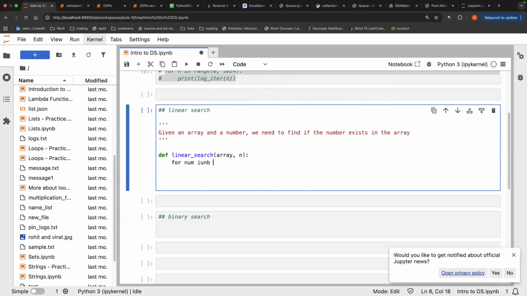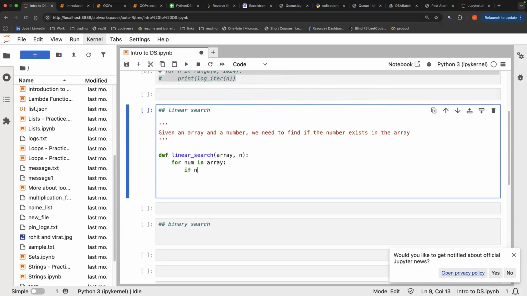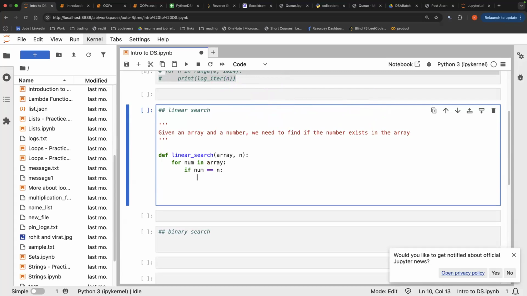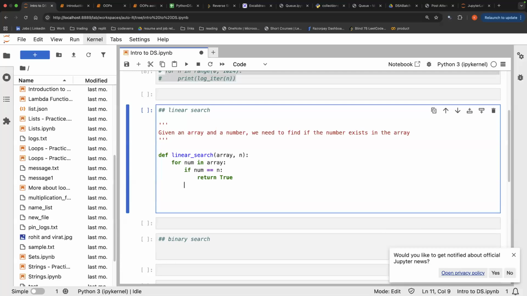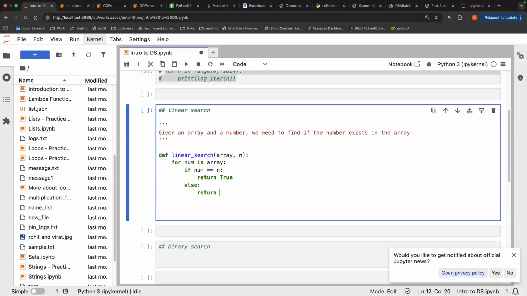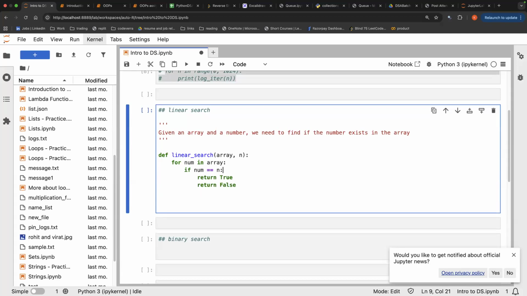For num in array, if num equal to n, then return True, else return... not else. We can simply return false here. Is this linear search? Can we try this out?